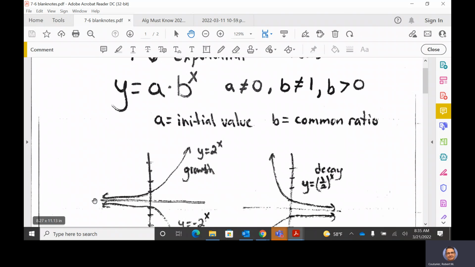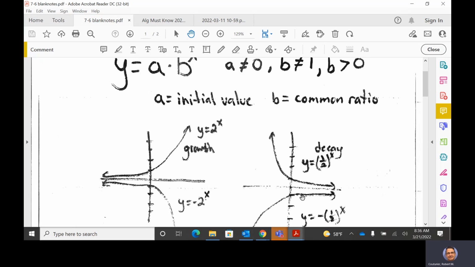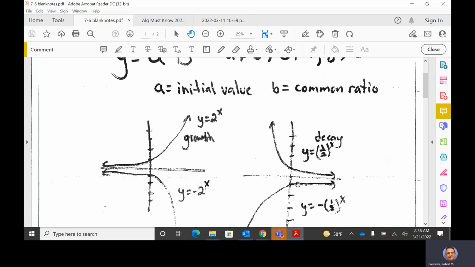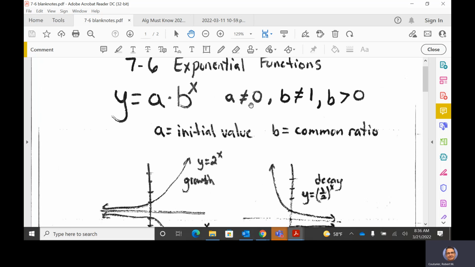Notice it starts off as close to this x-axis as it can be and goes up for growth. And reverse for decay. It starts up high and starts to go low and gets as close to the x-axis, but it never actually crosses. And of course, you can see the opposite, the negative functions, if you flip them or reverse them over that x-axis for you. Okay. Again, note a can never be 0, and b can never equal 1.